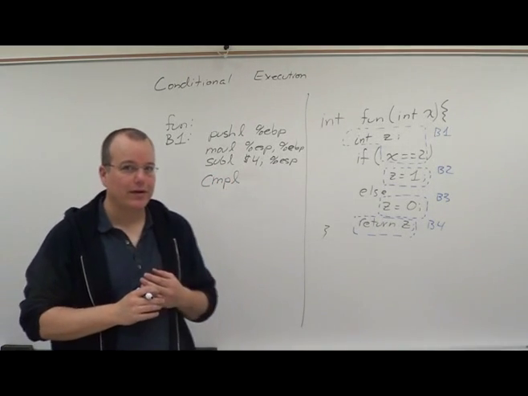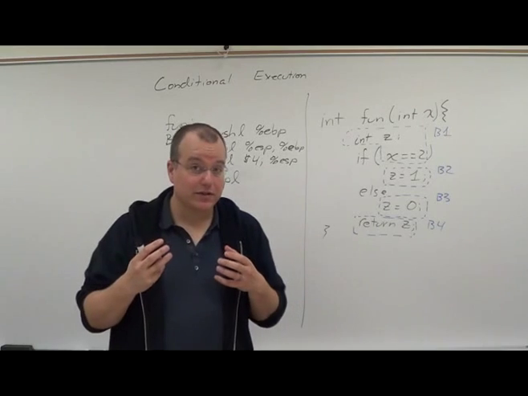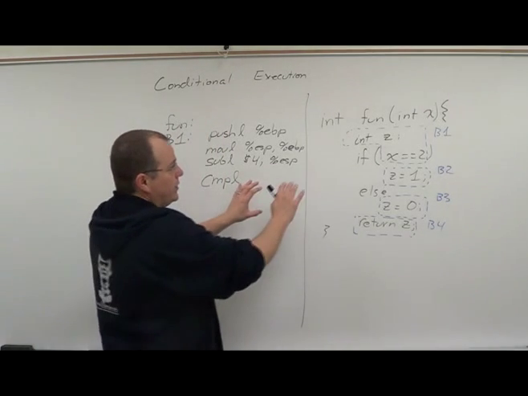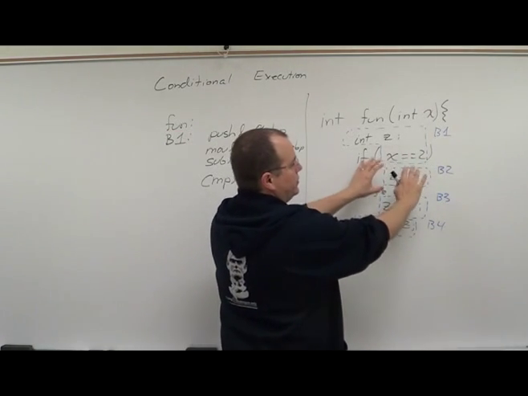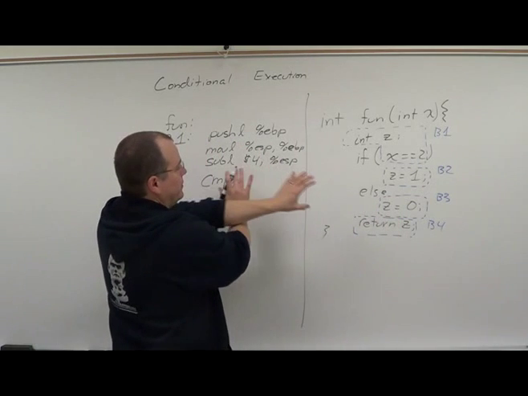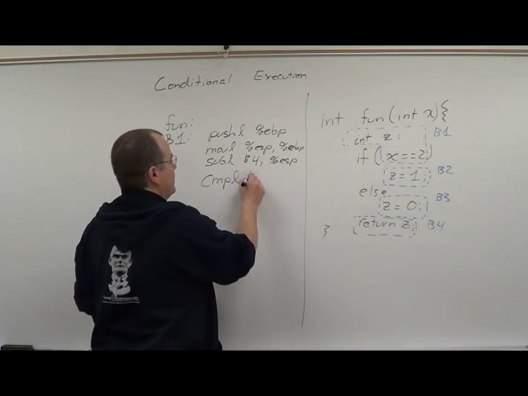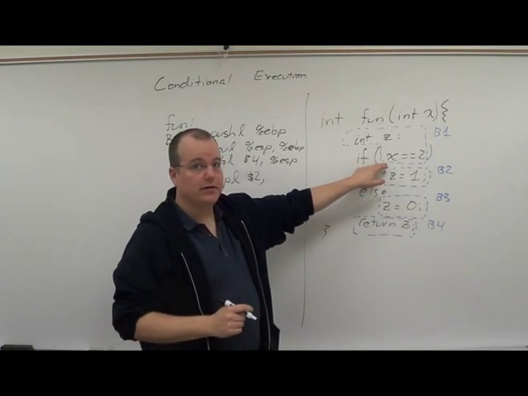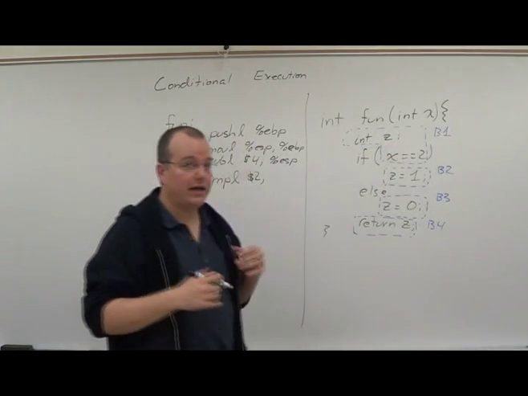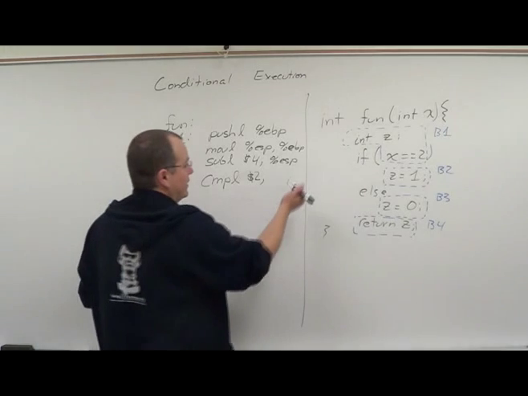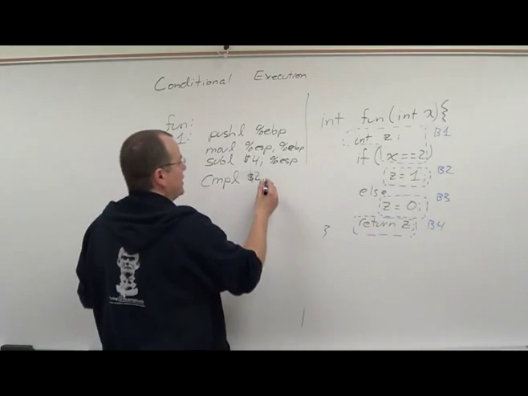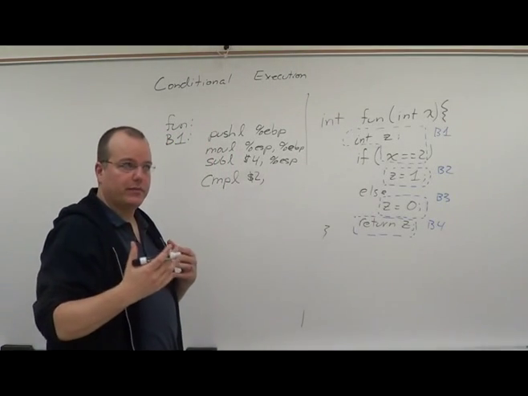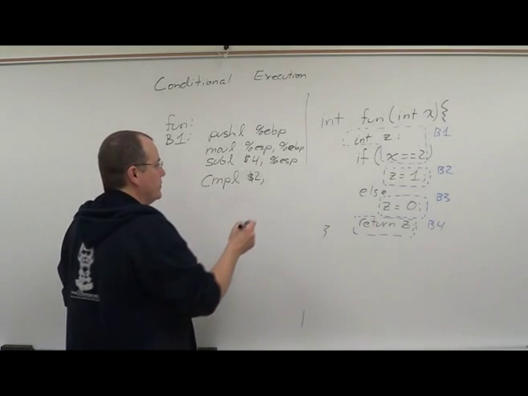CMP long. And this always seems backwards to me. I want to compare how x and 2 compare, so I'm actually going to compare them the other way around. So it's the literal value 2 and x. Well, x is an argument, so I have to actually go into the stack to get it. And I need to use one of these complicated addressing schemes that we talked about 3 or 4 videos ago.